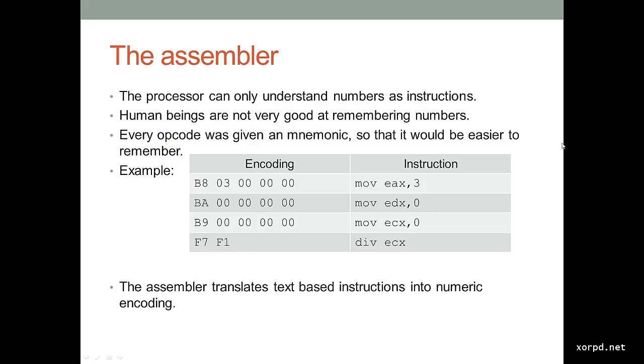The assembler translates text-based instructions into numeric encoding. The assembler can take this kind of text, those instructions, and convert them into this encoding that the processor can understand. The assembler actually does some other important things. We just don't have the ability to understand them at this point. I assure you that we are going to talk about those later.